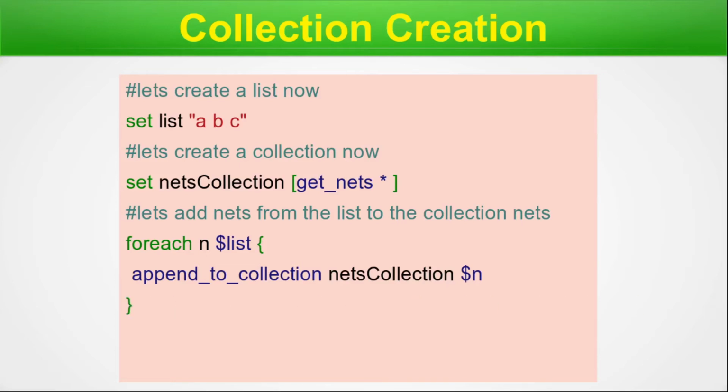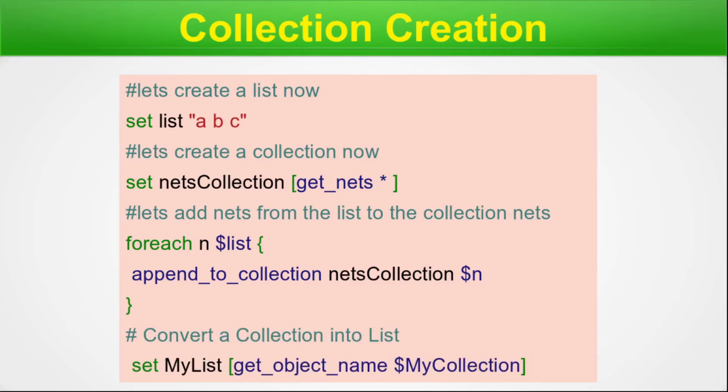So what we are doing by this foreach operation is that we are operating on the list, and from that list we are picking up elements one by one and appending them to the collection. Okay, by this command. And now, to convert a collection into a list, how can we do that? If we do set my_list then get_object_name and then my_collection.